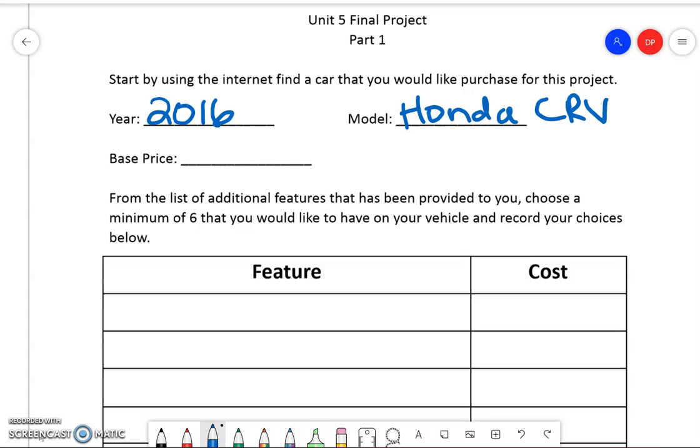Okay, you're going to find the base price online. So whatever price you find this car to be online, that's what you're going to write here in the base price. So let's say I found the price and it came to $25,000. Okay, so that's the starting price there.